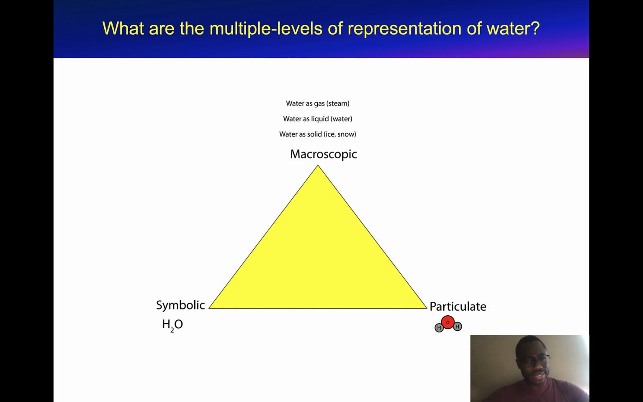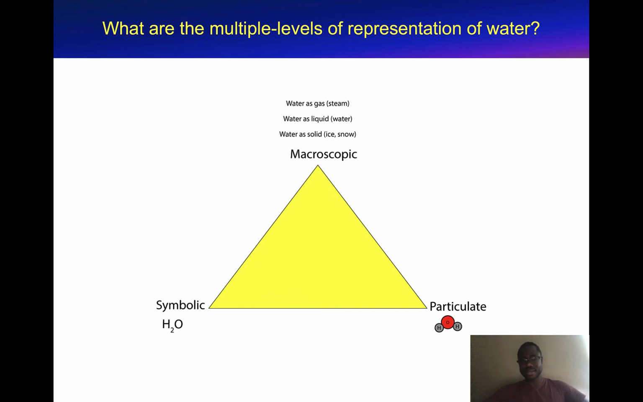So when water exists as gas, we normally see it as steam. When it exists as liquid, we see it as water. And when it exists as solid, we see it as what? Ice or snow. Now, when water exists as pure water, we see it as colorless. When it exists as ice or snow, we see it as white.